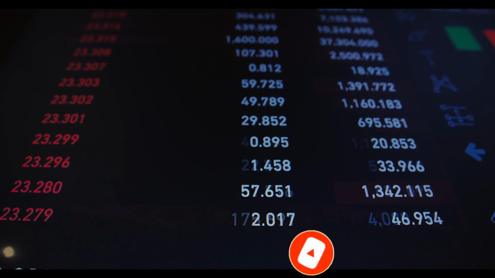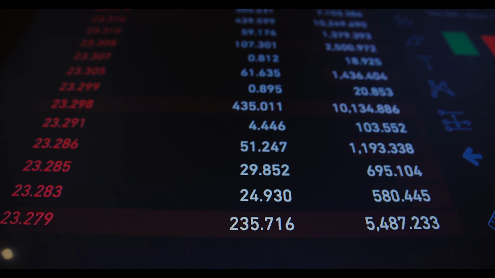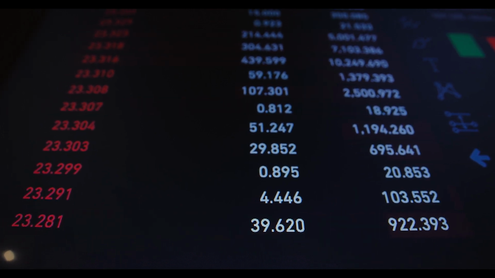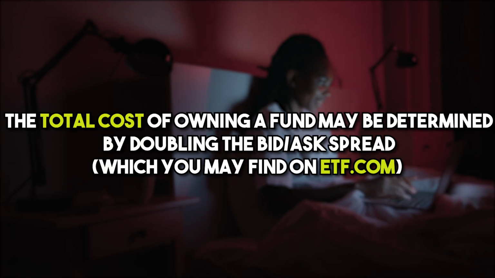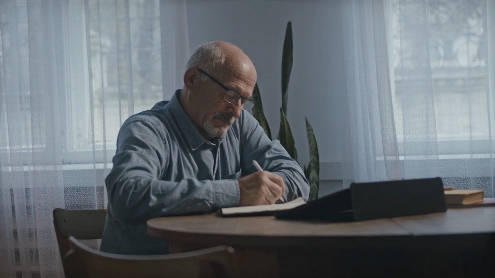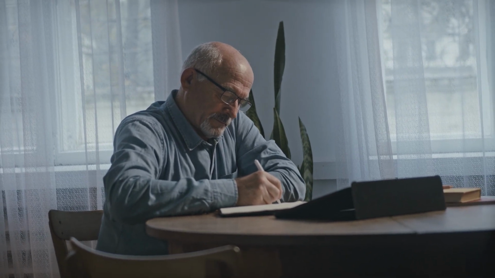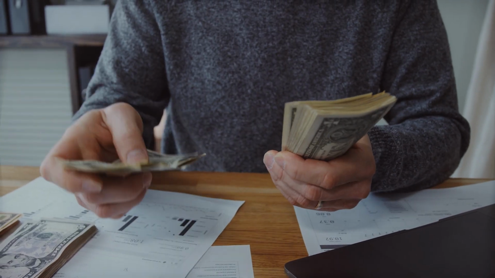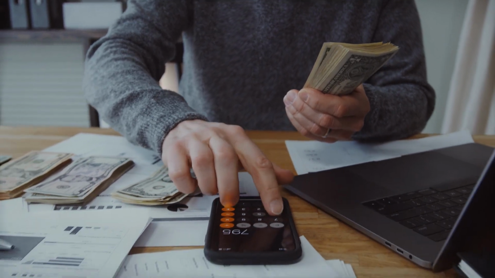All other things being equal, you want to choose an ETF with a higher trading volume and thus a lower bid-to-ask spread. The total cost of owning a fund may be determined by doubling the bid-ask spread, which you may find on ETF.com, and scaling the expense ratio to your projected holding period, which can be found online. Combining those two values will provide you with an excellent sense of how much it'll cost you to own the fund.